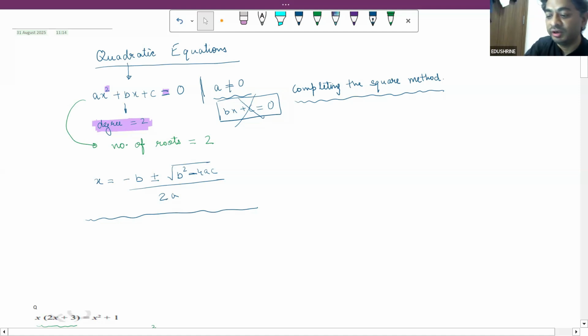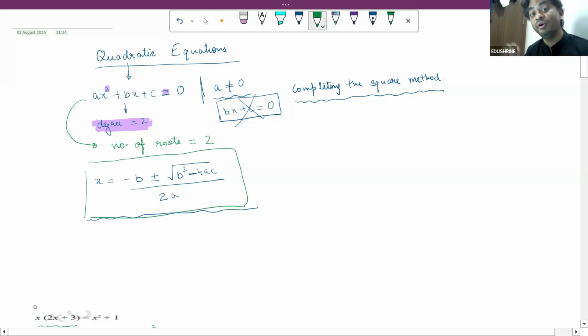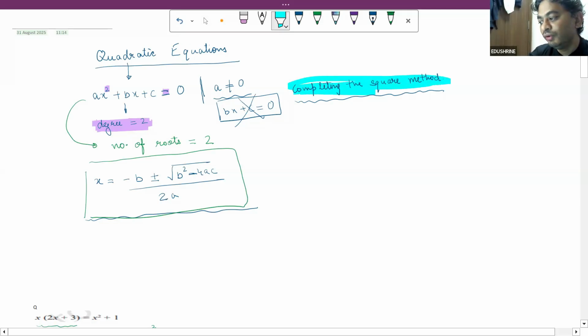And then this is the quadratic formula. I told you this particular quadratic formula was discovered or invented, whatever word you use, by an Indian. The person's name was Shridharacharya, and he used the completing the square method. This particular method he used to find this formula. Then we had done a few problems here, right?